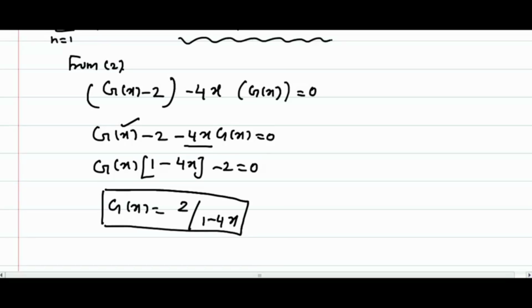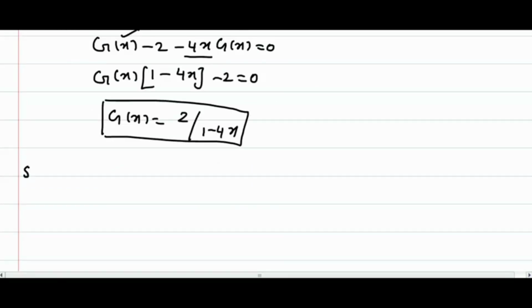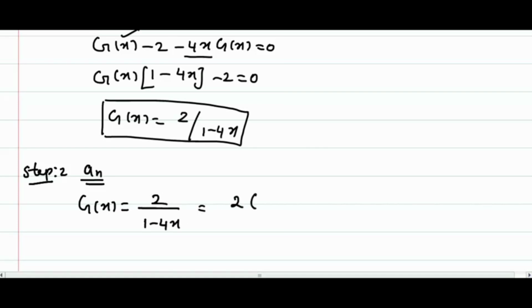So step number 1 is okay. What is step number 2? In step number 2, we have to find the a n value, that means the nth term value. So you take the g of x value from the generating function, 2 by 1 minus 4x. We can write 2 into 1 minus 4x power minus 1. To bring this term to the numerator, we take the inverse. We know the binomial expansion. The binomial expansion of 1 minus x power minus 1 is nothing but 1 plus x plus x square plus etc.